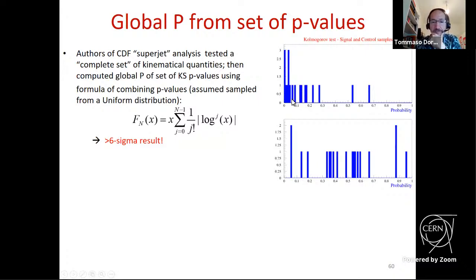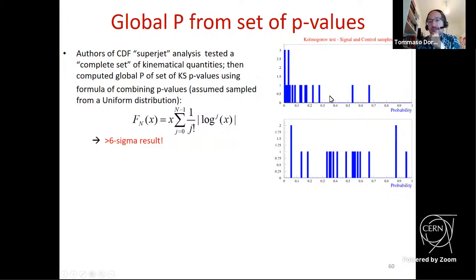And you have also here in the middle a graph of a control sample of data that have similar characteristics, but not the same set of events. This is a sort of control sample, and you see that for the control sample you do get a p-value distribution which is more or less flat.